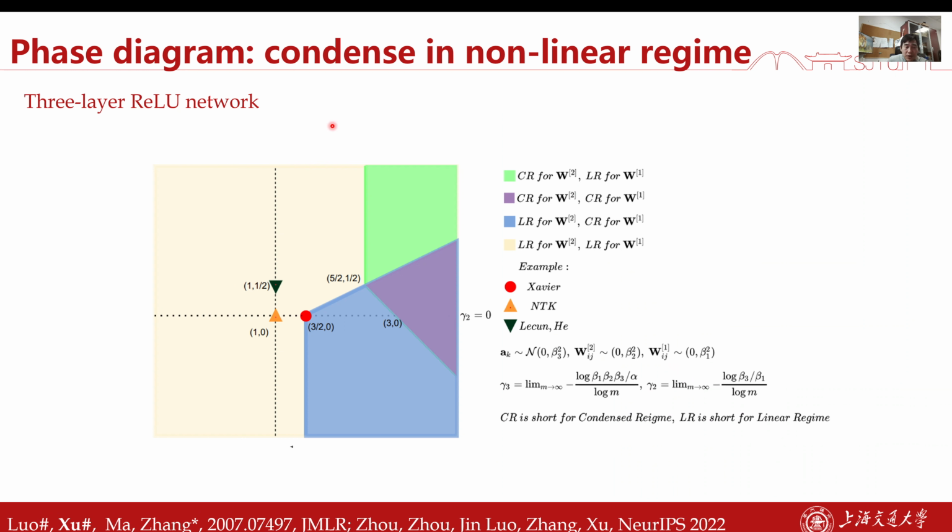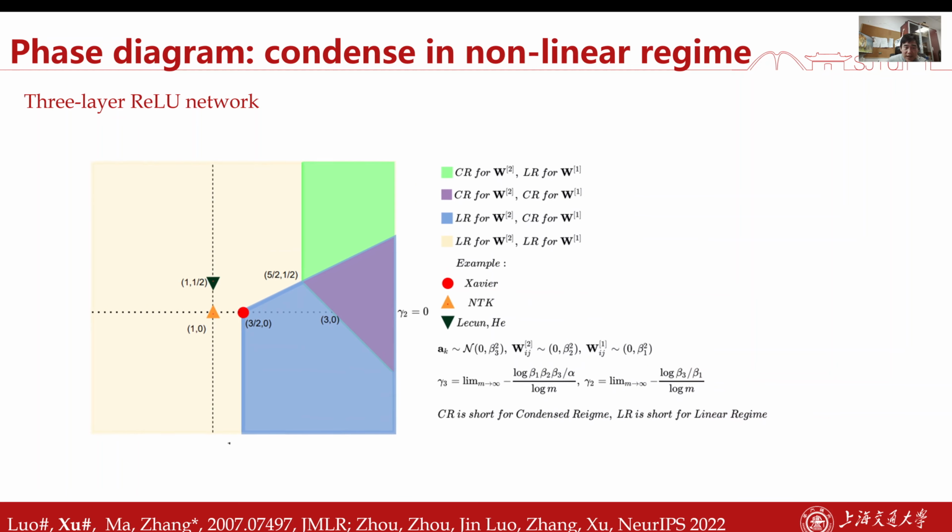And for a three-layer ReLU neural network, there are 2 hidden layers. For this regime, they are all linear. But for this regime, the first hidden layer is in a linear regime, but the second hidden layer is in a condensed regime. So different layers can stay in different regimes. And also, you can plot different initialization methods in this phase diagram.